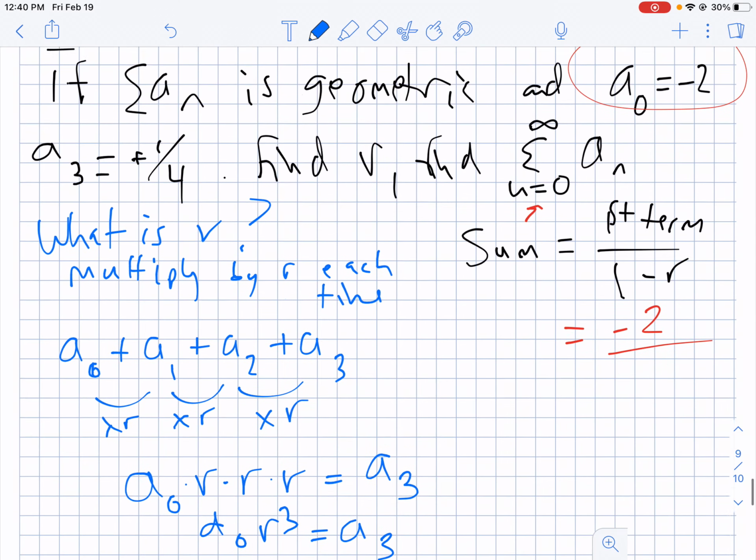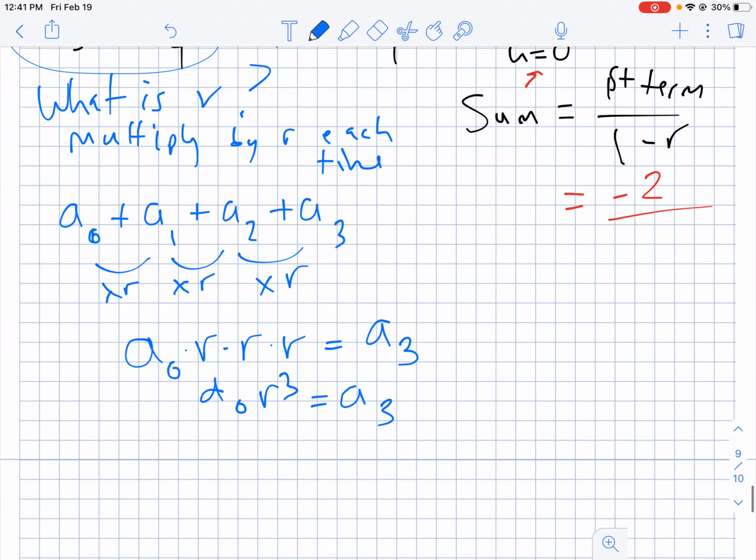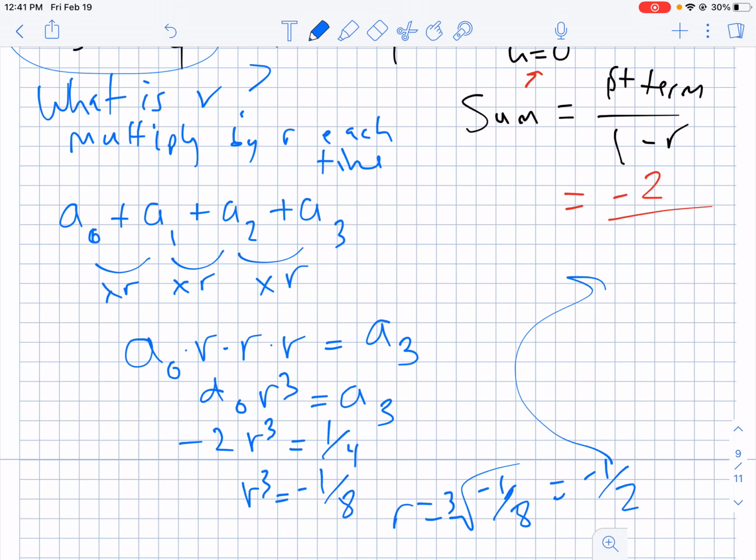And then what I can do is I could just use these values, right? It's saying I had to multiply by r 3 times to get to this value. So if I take negative 2 and I multiply by r 3 times, that'll give me a positive 1/4. So that's saying r cubed is negative 1/8. So r is the cube root of negative 1/8, which, like the last problem, is actually negative 1/2. And then you'll plug in your formula. That's 1 minus negative 1/2. Okay, so that's kind of an interesting trick. If you just have a couple terms like that, see if you can find the r that way.